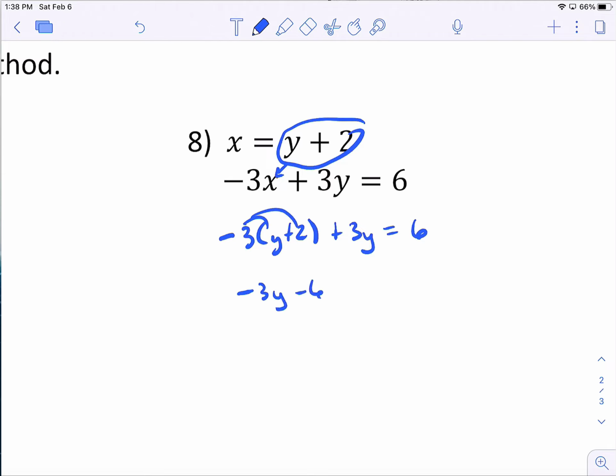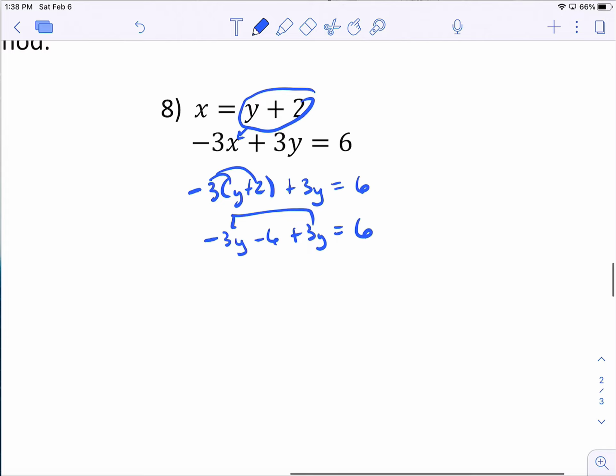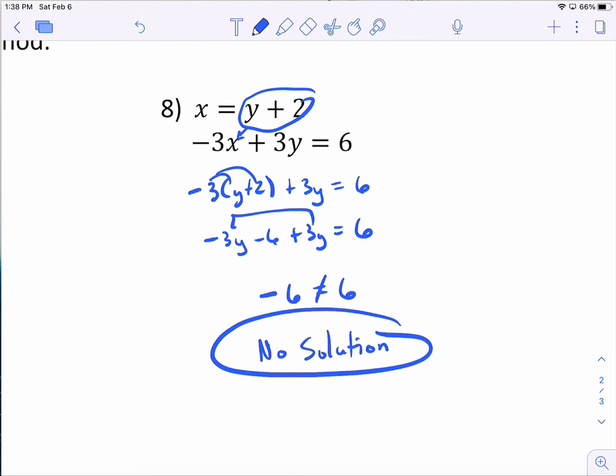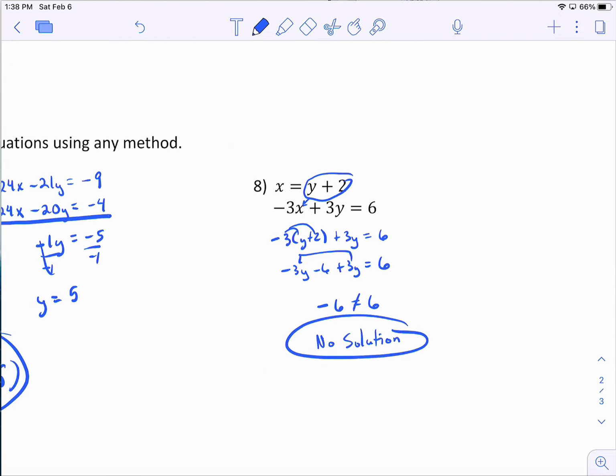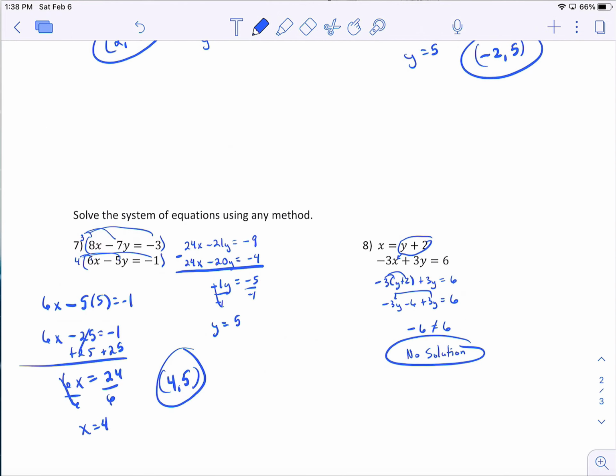Distribute. And right there, when we combine like terms, the y's drop out, don't they? So we're left with negative 6 equals 6, which no, it does not. So this one is no solution. Okay, so when it turns out to be no solution or infinitely many, it actually is a little bit nicer because there's just a little bit less work to do.